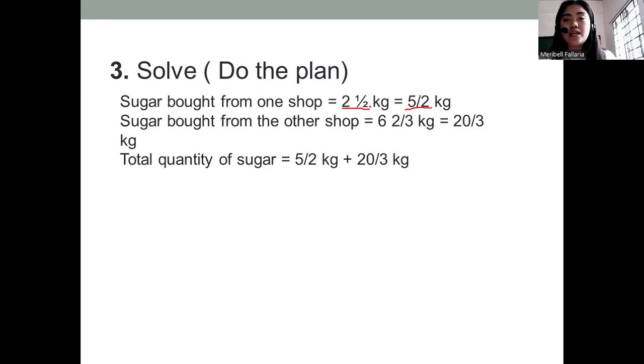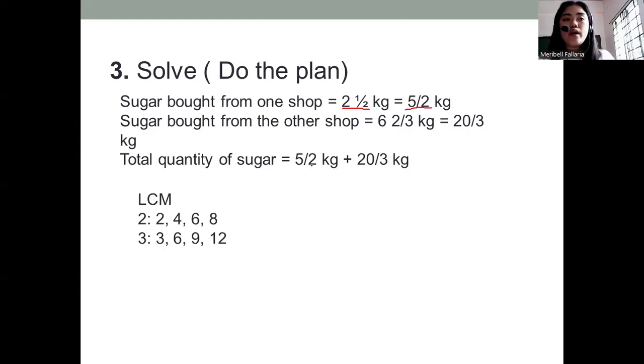Next is the sugar bought from the other shop. We have 6 2/3. Going the same process, 3 times 6 is equal to 18 plus 2 is equal to 20. That's why we have 20 over 3 here. For that, we're going to add the fractions.